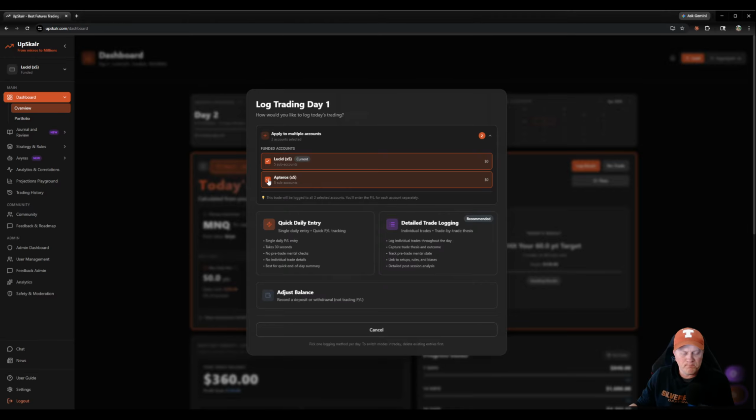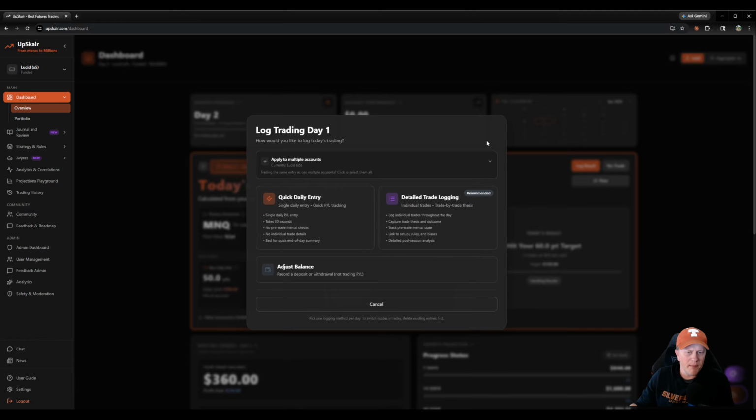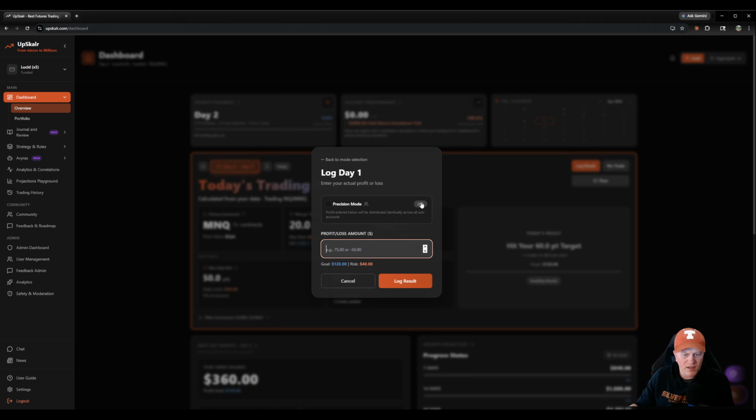Okay, and I'll explain the trade thesis thing in just a bit here as well. But for now, let's just choose Lucid, okay? And I'm going to do the quick daily entry just to give you guys an idea of what it looks like. So here, it's as simple as just entering a profit or a loss.